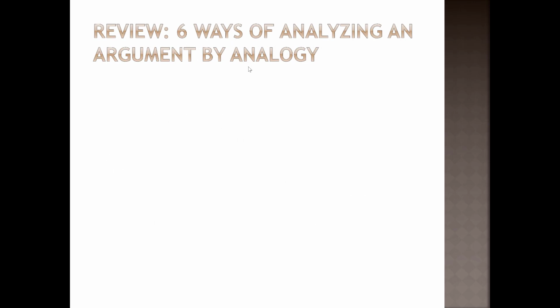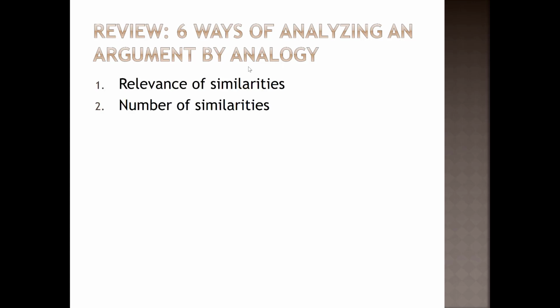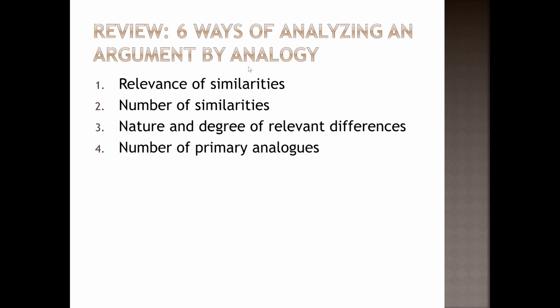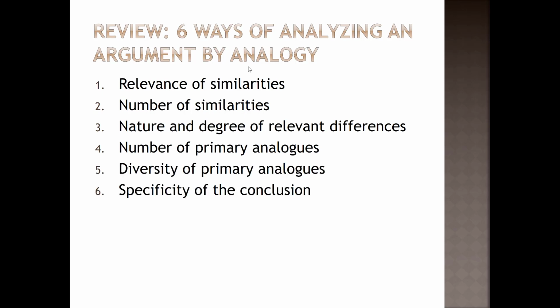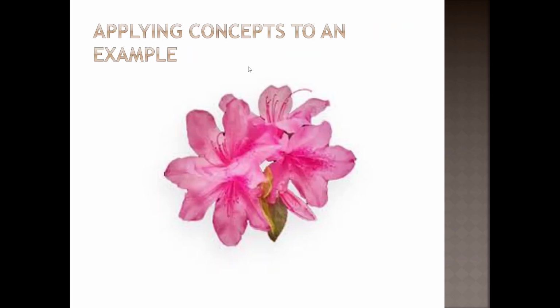There are 6 ways of analyzing an argument by analogy, 6 factors you have to take into consideration when you're analyzing whether it's good or bad. The relevance of similarities, the number of similarities, the nature and degree of relevant differences, the number of primary analogs, the diversity of primary analogs, and the specificity of the conclusion. So let's apply these to an example.